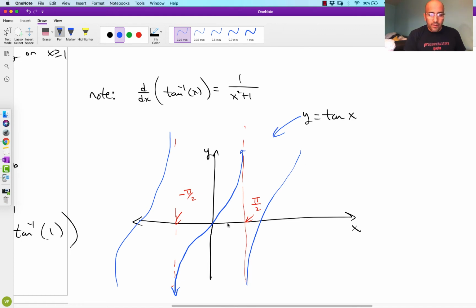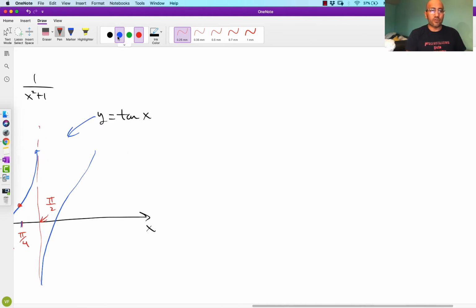Good. Note that one of the points, let's say this point right here, this is pi over 4. Plug in pi over 4, we get 1. And if we plug in negative pi over 4, we get negative 1, down here. Now we're going to switch around the inputs and outputs and restrict our domain to just between negative pi over 2 and positive pi over 2 and think about its tangent inverse function.